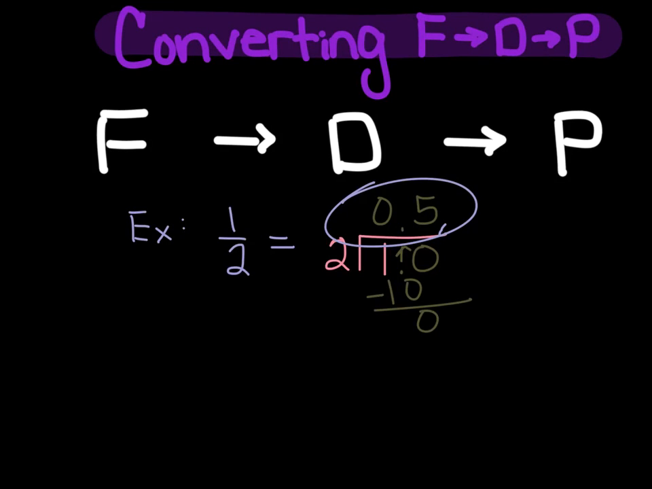Now, if you type this in the calculator, I'm going to make sure you understand the correct way of typing it in. It would be 1 divided by 2. Make sure you're typing it in exactly like that: the 1, division sign, 2.